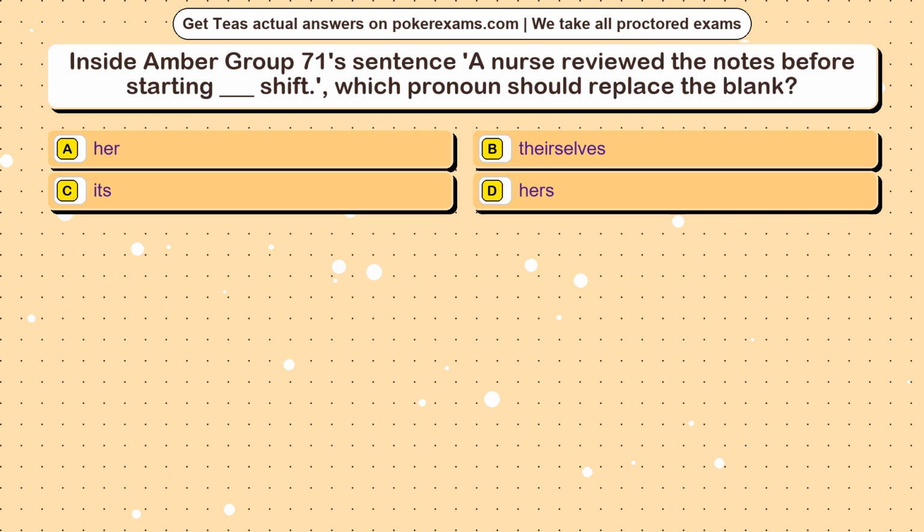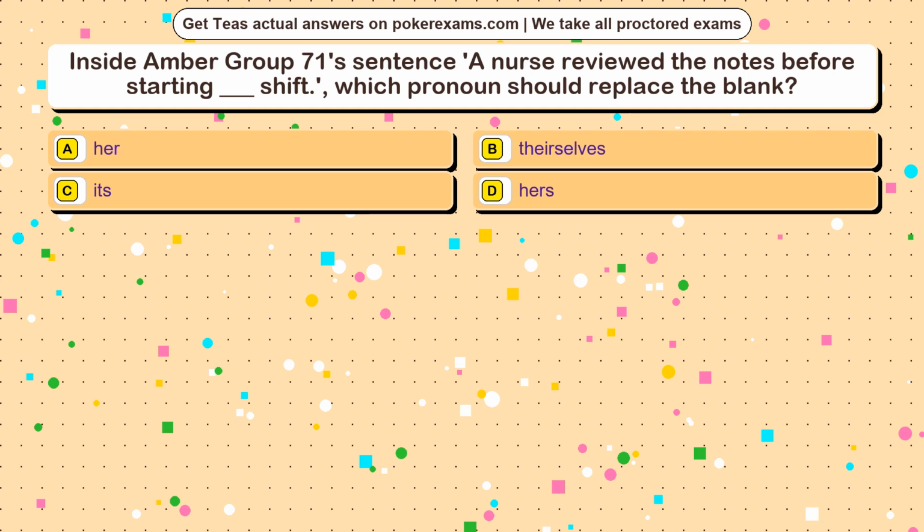Question 22. Inside Amber Group 71's sentence, a nurse reviewed the notes before starting blank shift. Which pronoun should replace the blank? Option A, her. Option B, theirselves. Option C, its. Option D, hers.